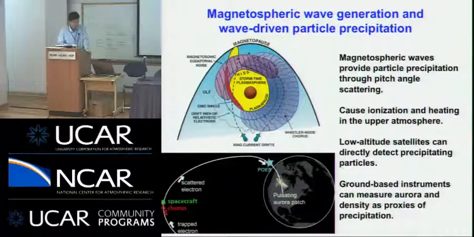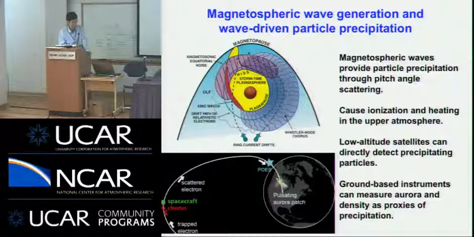So how that works is illustrated here. For example, chorus waves are generated near the equator. Those are interacting with high-energy particles. Pitch angle scattering happens, and those particles are precipitating down into the upper atmosphere. So those can be measured by low-altitude satellites, or aurora or radar measurements from the ground. So those are a useful possible remote sensing method.